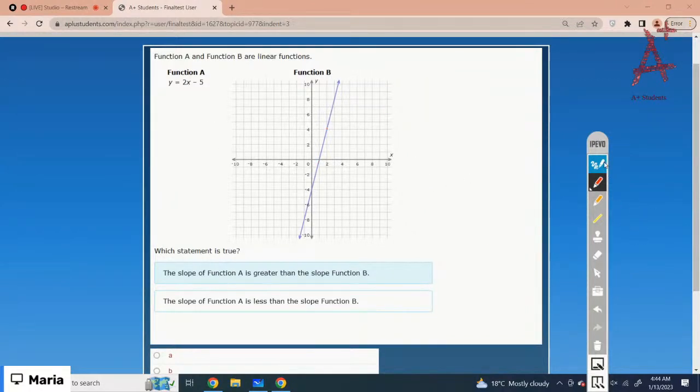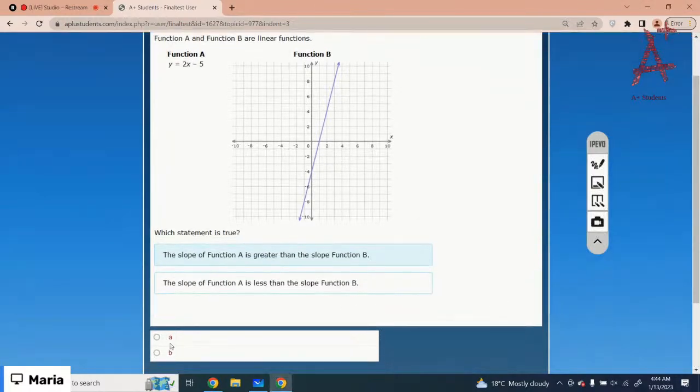Slope of function A is less than slope of function B. Option B is the correct option.